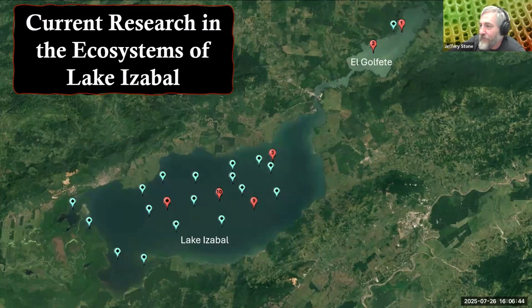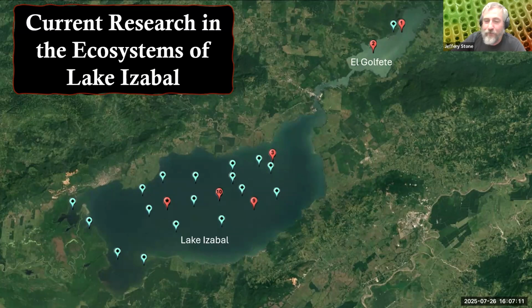And what we're aiming to do is look at this transition that we see associated with these marine inundation events, or what we interpret to be marine inundation events. And we want to see, is it present in El Golfete? How far into Lake Isabel is this? And also how much diversity changes through these systems. So we're basically trying to confirm what we think is the storyline for Lake Isabel.